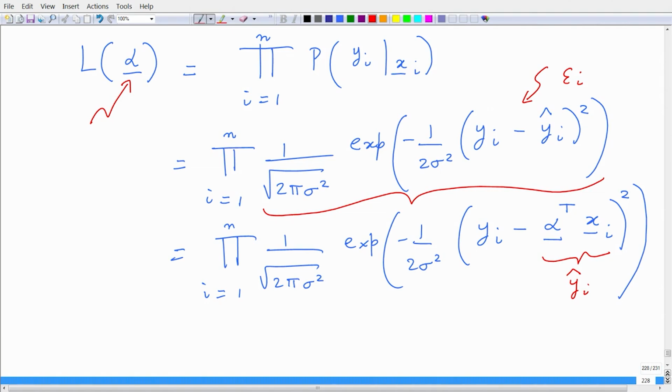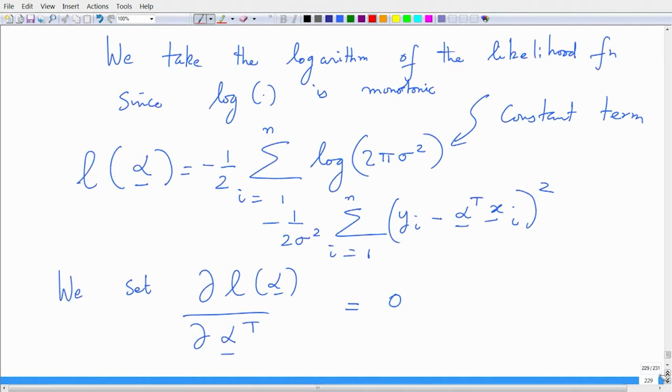Now, I have this in a product form which looks quite messy, and I can simplify this likelihood function by taking the logarithm of this function. Taking the logs on both sides of the likelihood function, we get this quantity here. The small l stands for the log likelihood, and if you do a little bit of algebra, you will simplify this to this quantity here.